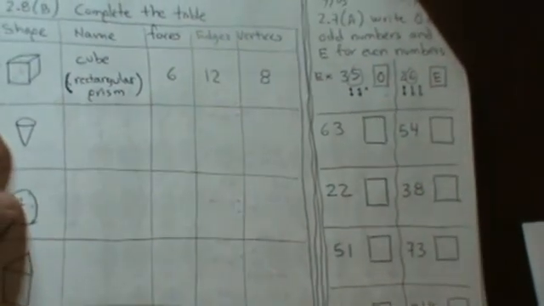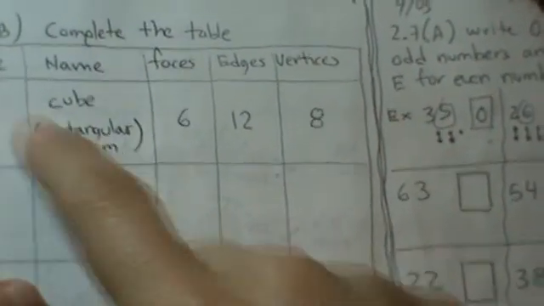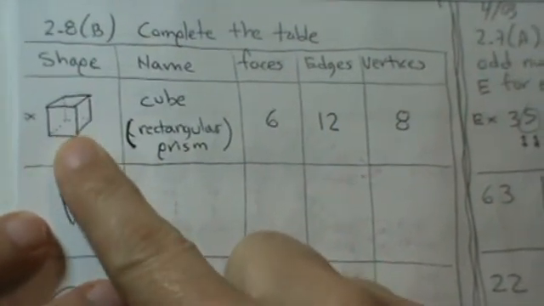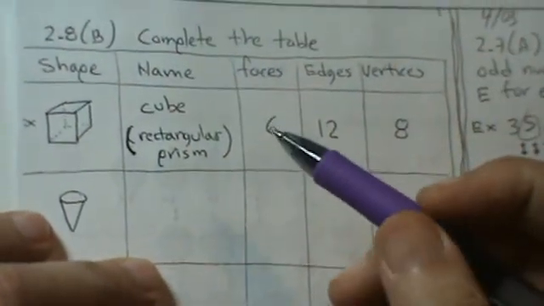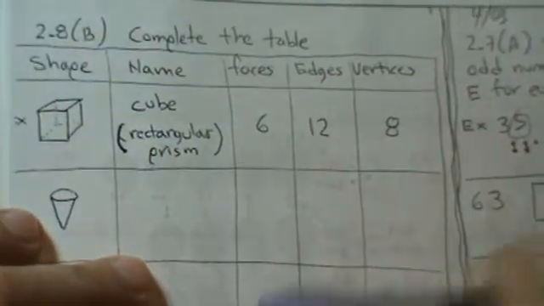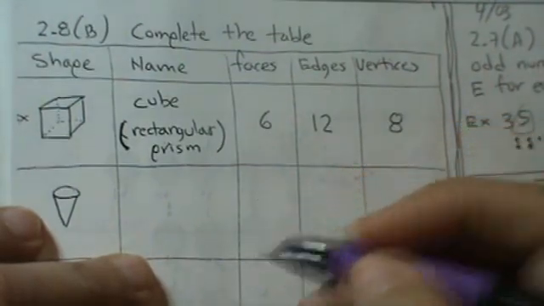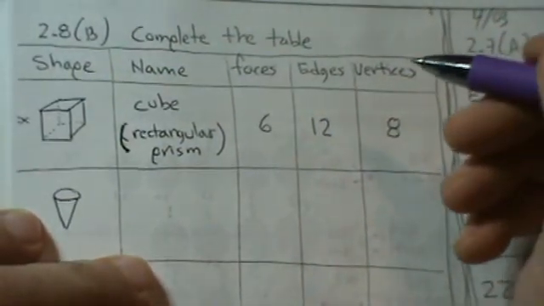So the first one, it says complete the table. Okay, so I have here first, I can see the shape. You can see the shape is a cube. Remember, the cube has faces. Las caras es las partes planas de ese shape. Los vértices son las esquinitas, como quien dice, donde se juntan tres caras, y los edges es donde se juntan dos caras.